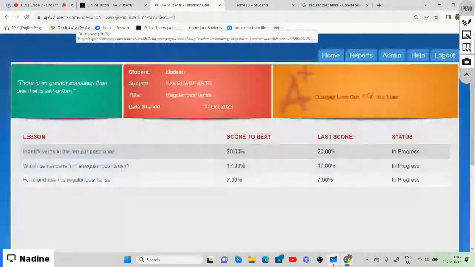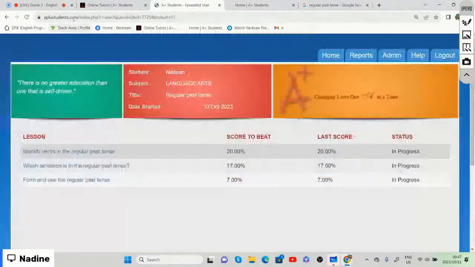So grade twos, that is the end of our lesson on regular past tense, where we say that with regular past tense, we basically just add an ed to our verb, or if our verb ends in an e, like for example dance, then we just add a d to show the regular past tense form of that verb, right?